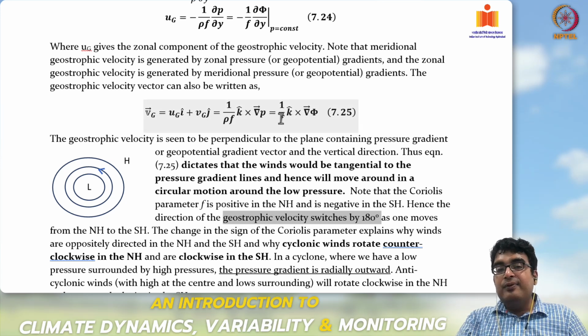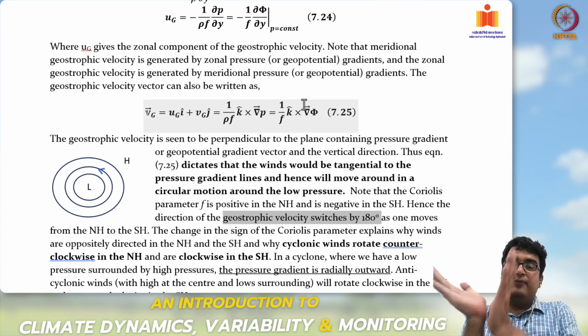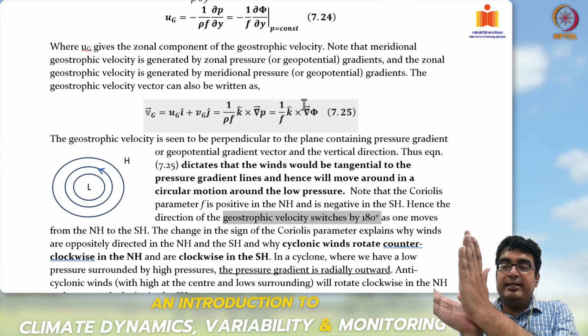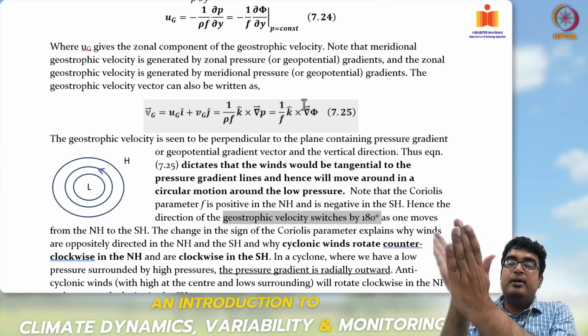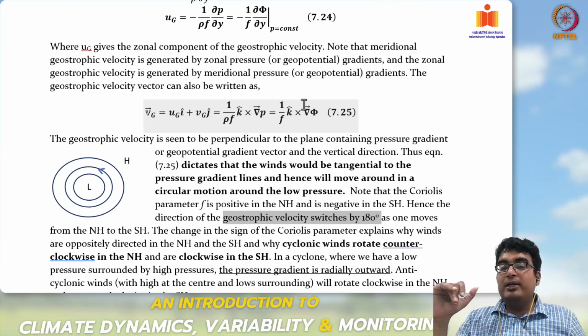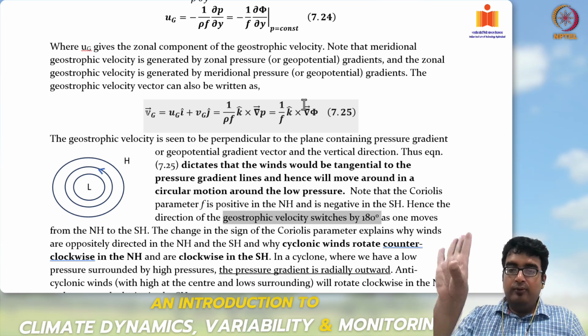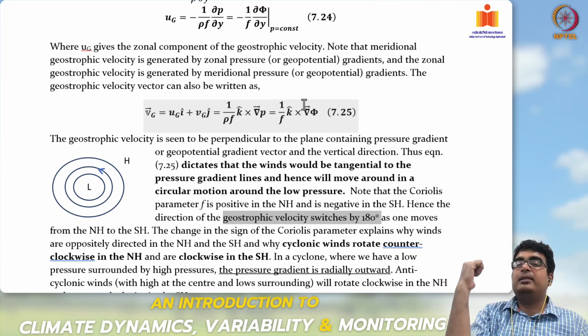Because F is negative, in the magnitude terms, it's minus 1 by modulus of F k hat cross gradient of phi in the southern hemisphere. Okay, so if the pressure gradient and the vertical gradient is like this, the Coriolis force is towards this direction in the northern hemisphere and away from this direction in the southern hemisphere. So you can do what is called the right hand thumb rule. K cross the Coriolis vector going this way in the northern hemisphere, negative of this in the southern hemisphere.